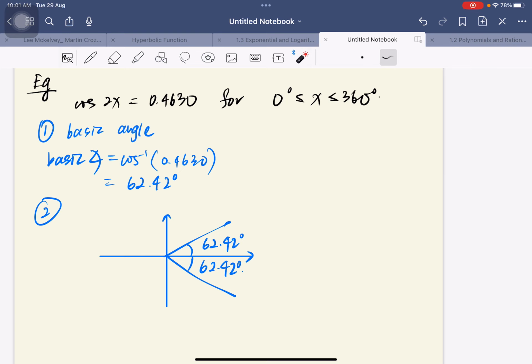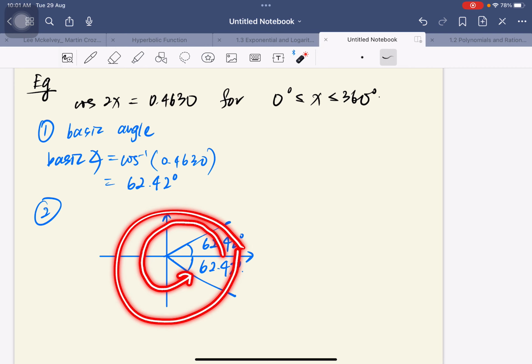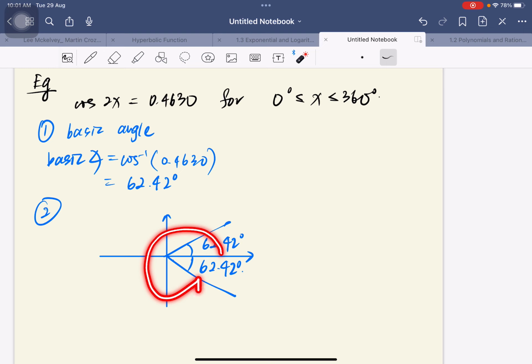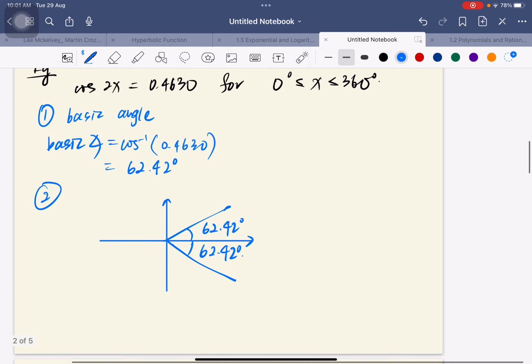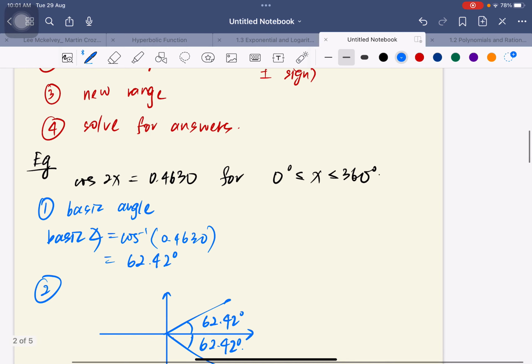Okay, meaning that we are going to take this value, this is our first solution, and for the second solution we will go all the way like this, and we're going to stop here. So how much is this? We know that one circle is 360, so 360 minus 62.42, that's our solution for 2x. And hence we have to determine our new range.